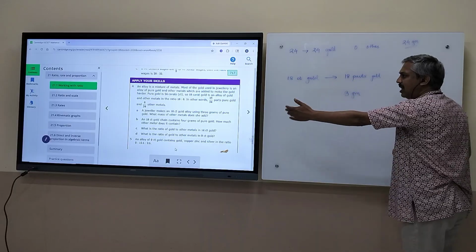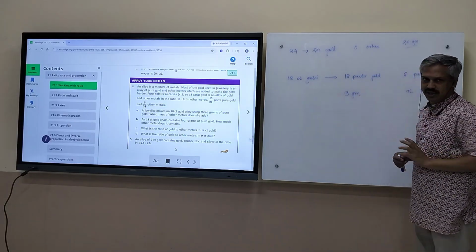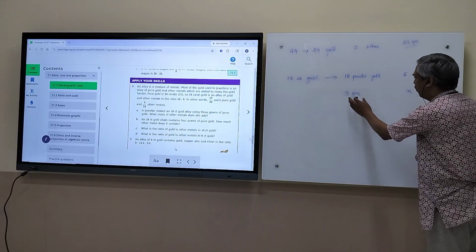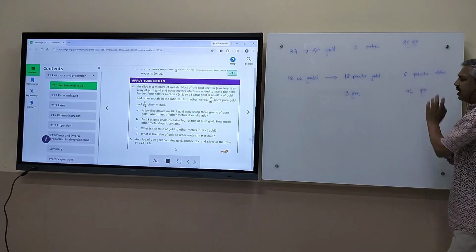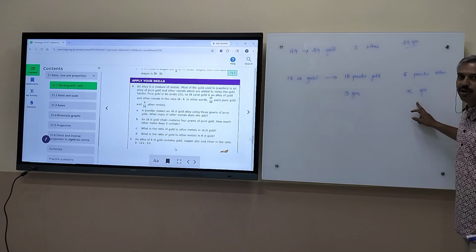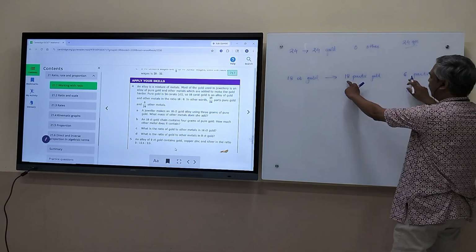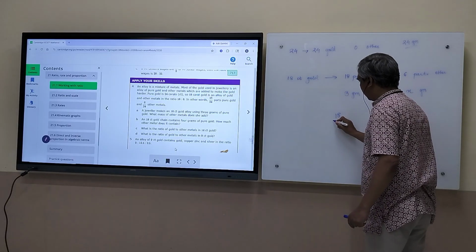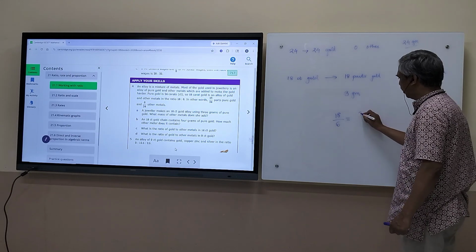Now it is given that it was a very small amount, only 3 grams of gold, and x grams of the other metals. We are asked to find the mass of other metals. So what is the value of x? We will take this ratio, 18 upon 6 is equal to 3 upon x.